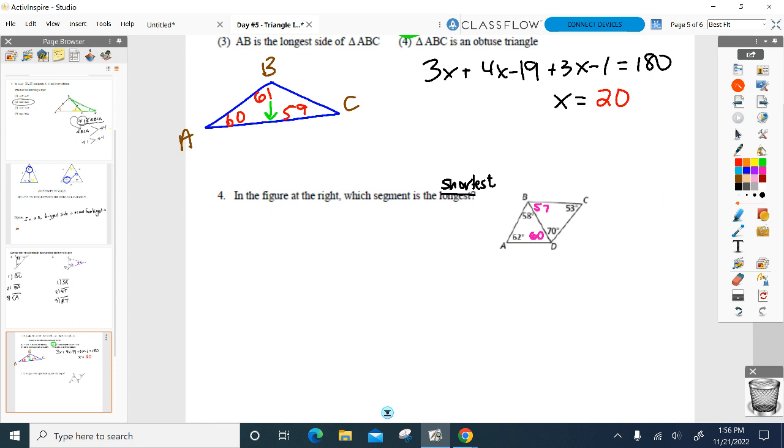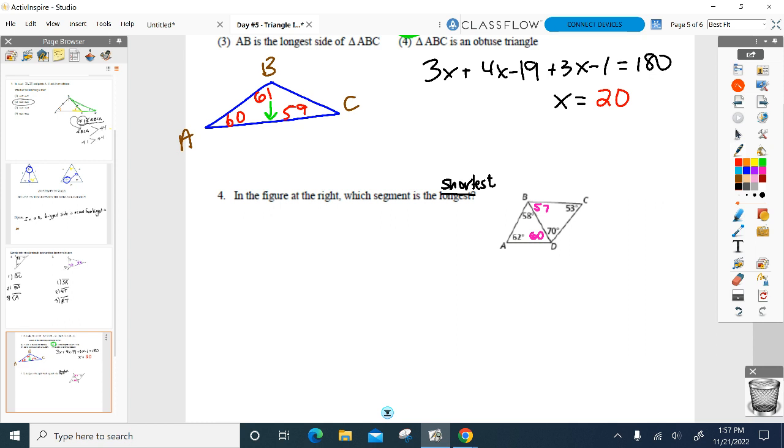What did you just give me? You just gave me the shortest side in triangle BCD. That might not be the shortest side overall. So how are we going to figure this out? We are going to take each triangle right now and rank their sides and look at the rankings and see if we can figure out, based on the rankings, what's the shortest side overall.